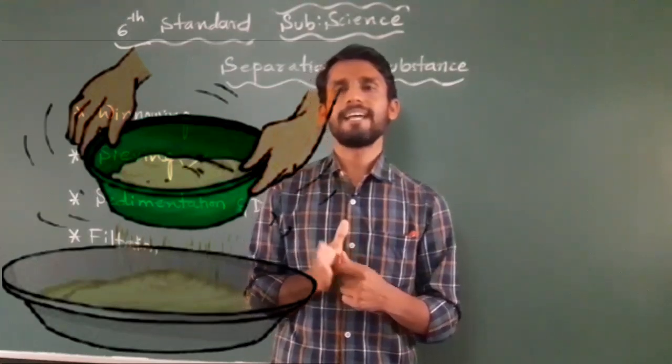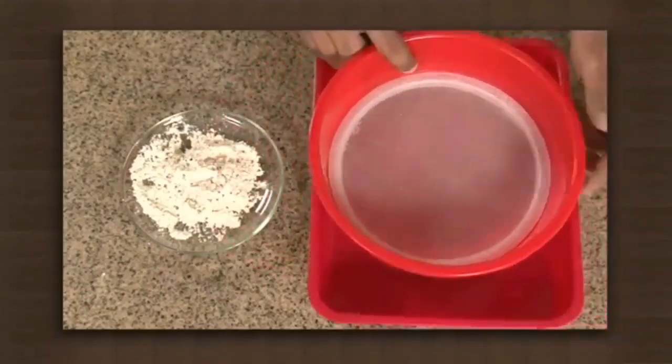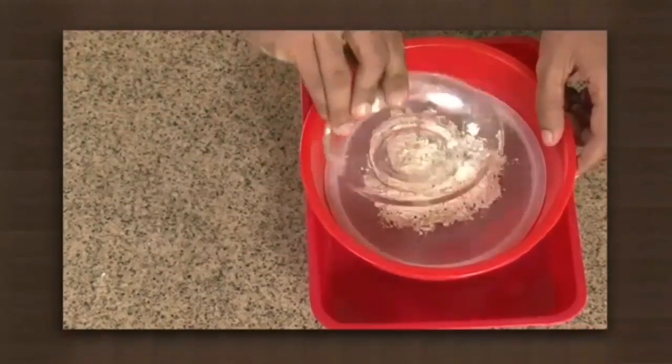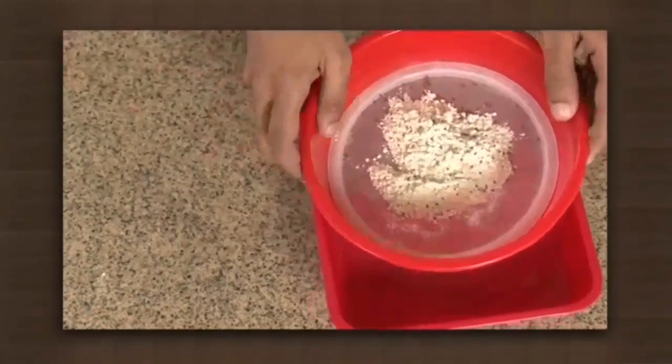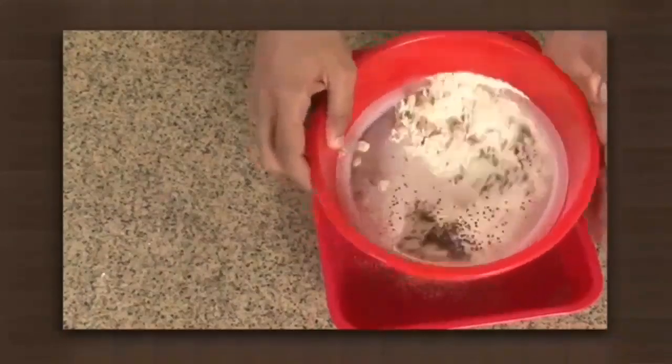Dear friends, let us see this video. A mesh sieve and a tray. Take a mesh and put the mixture in it. Sieve it properly. A sieve is used to separate two substances that differ in size. The pore size of the sieve should be smaller than the size of the bigger particle but larger than the size of the smaller particle.